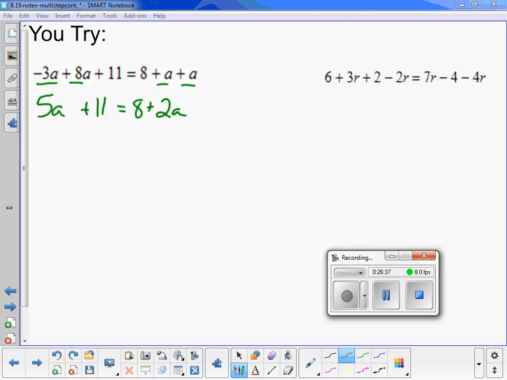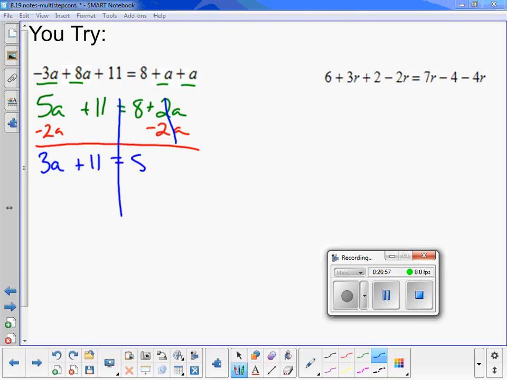Okay, so now I have a 5a and a 2a, so I want to get them together. The 2 is smaller, so instead of add 2a, to move it to the other side, we subtract. And notice I only put it with another a. I don't put it with the 11 because remember they're not like terms. So they cancel out here. This gives me 3a plus 11 equals 8. So now it's a lot nicer looking.